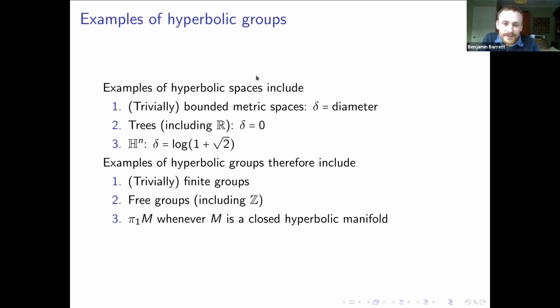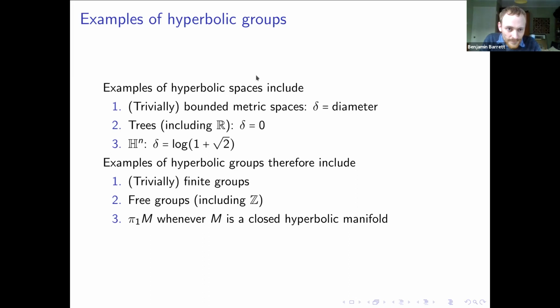Free groups. First of all, the boundary of Z is defined to be the boundary of R, which is just 2 points, one at plus infinity and one at minus infinity. The boundary of, say, a free group on 2 generators is the boundary of the infinite tree in which every vertex has degree 4. And a fun thing to try to convince yourself of, if you haven't seen this before, is that topologically that space is a Cantor set. So maybe have a go at that if you haven't tried it before.